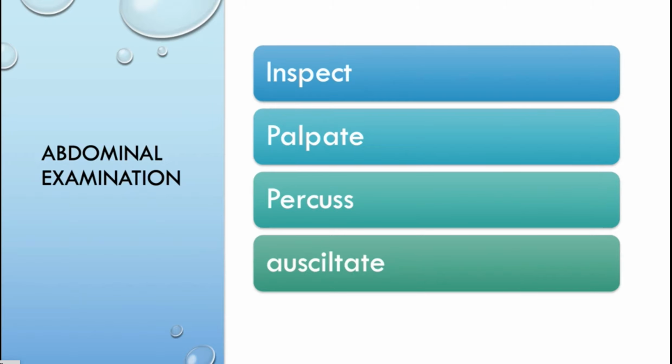There are 4 key elements to any abdominal examination, regardless of pregnancy or not. They are inspection, palpation, percussion, and auscultation. These are the same in pregnancy, except we do not percuss.